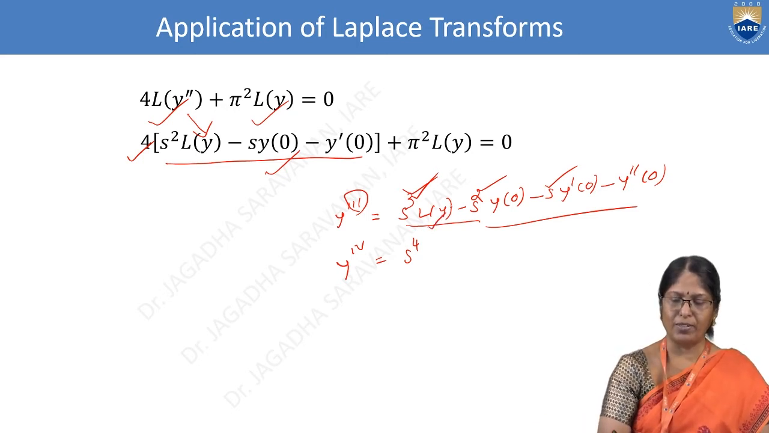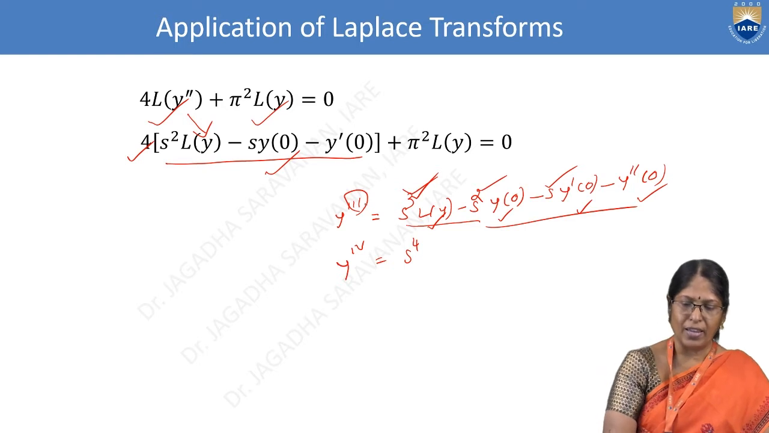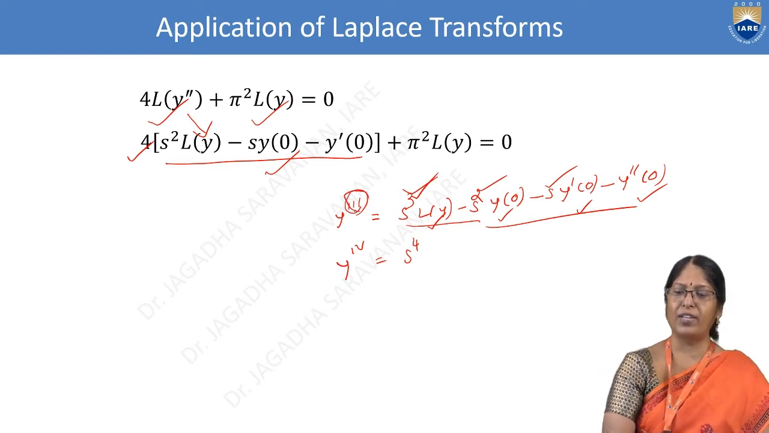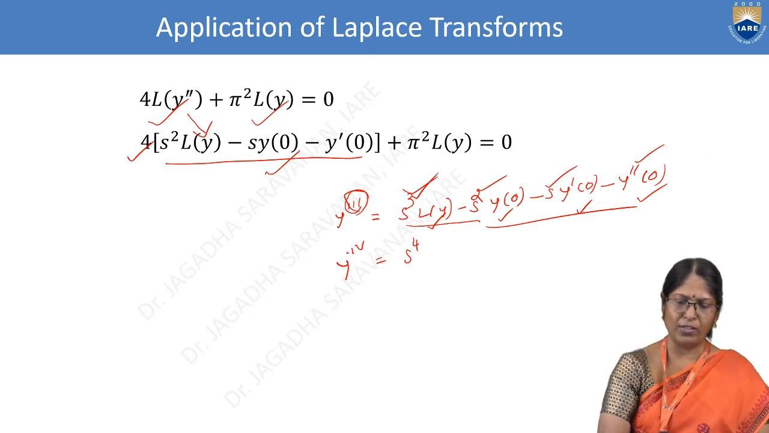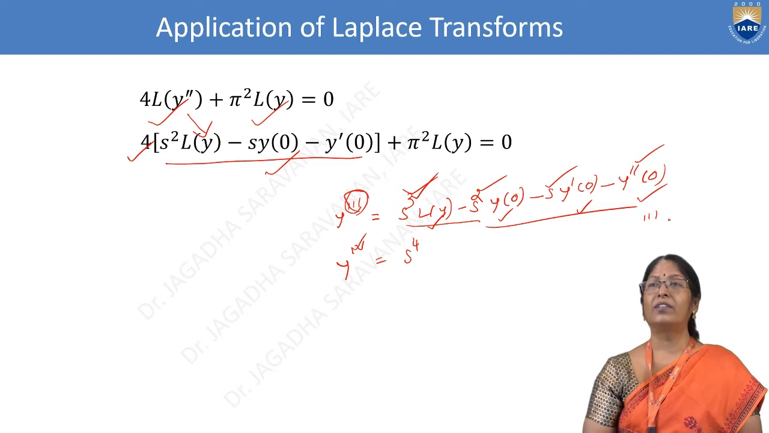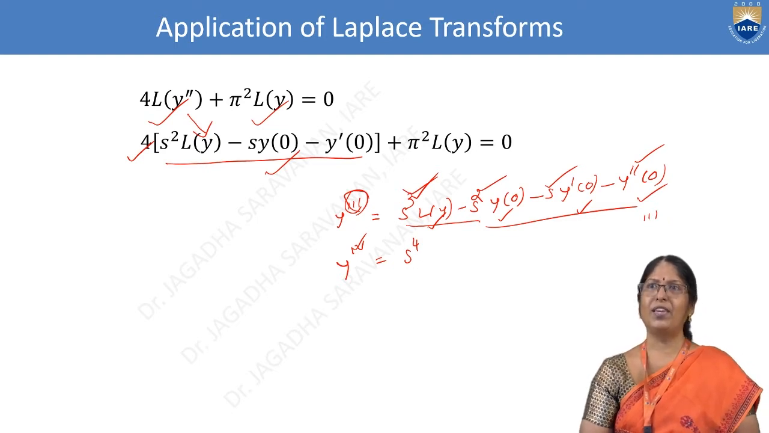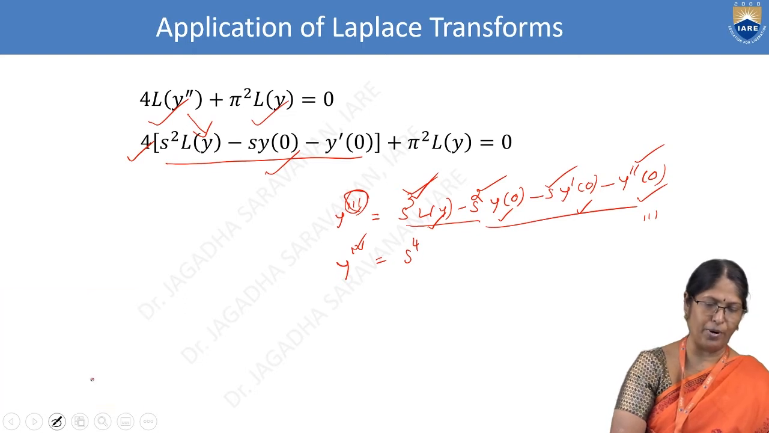The first term is L of y. Next, y of 0, y dash of 0, y double dash of 0. Here the third derivative is there, so the ending will be the second derivative. If it is the fourth derivative, the ending will be the third derivative. Easy way to remember. Now we will come back to our problem.